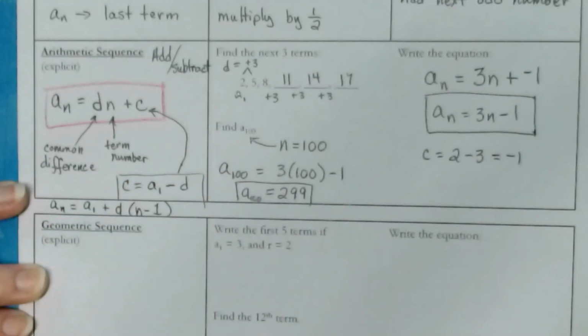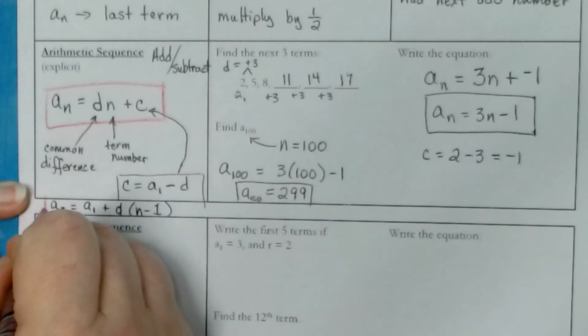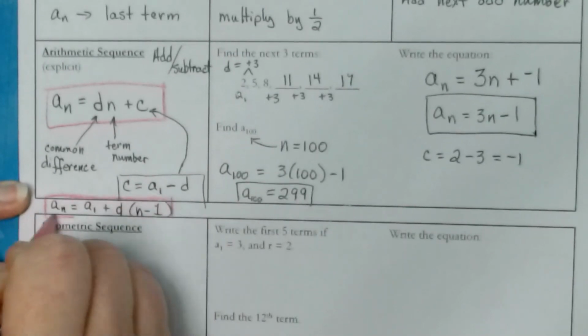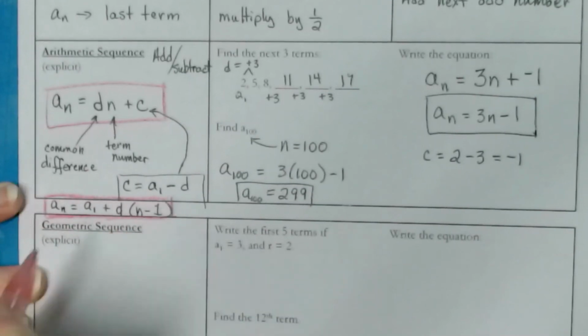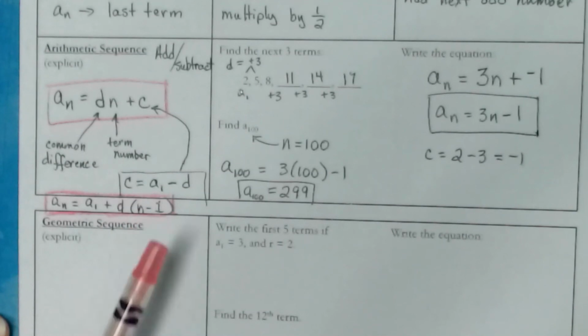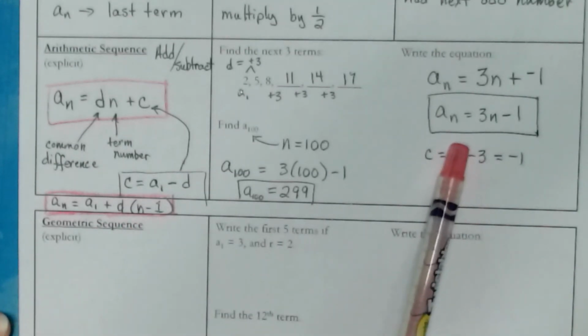Okay. This is the same thing. All they did was plug in C so that they got one big equation. But if you ever use this equation, you have to actually distribute the d and simplify it in order to get it into this format.